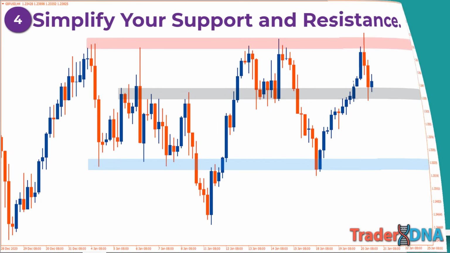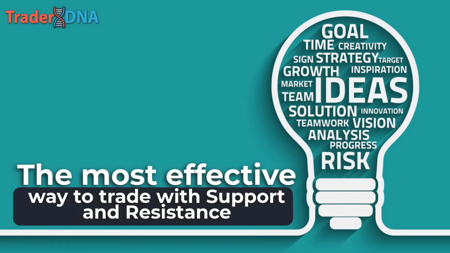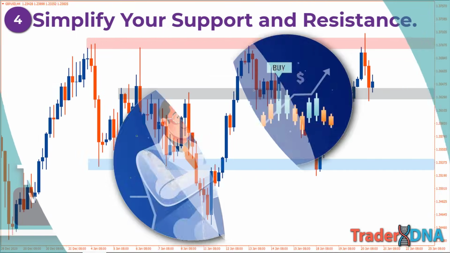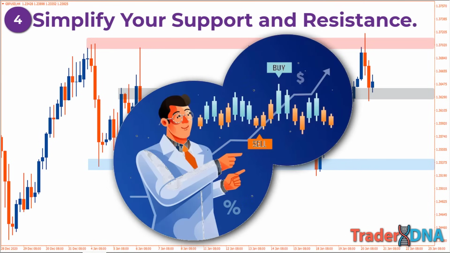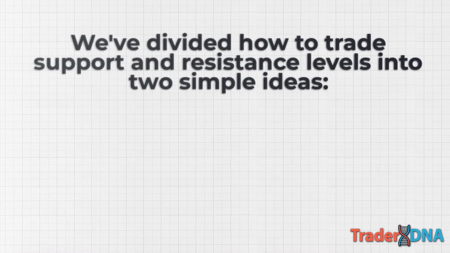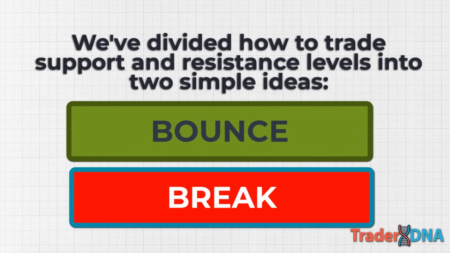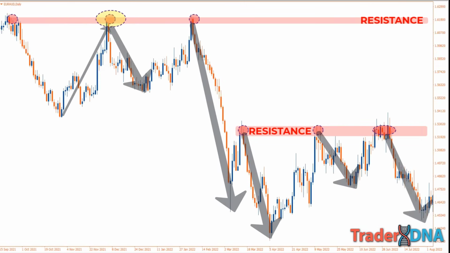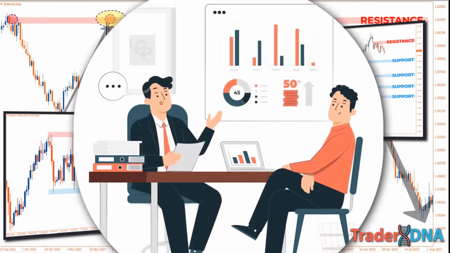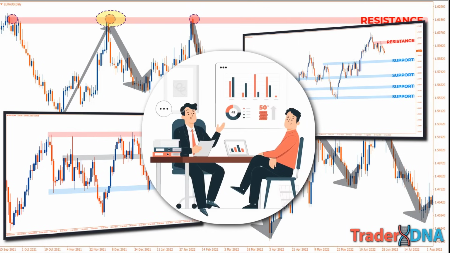And now, I will show you the most effective way to trade with support and resistance. In this discussion, we aim to make everything easy to understand, so that you can become a skilled and profitable support and resistance trader. In our Trading at Trader DNA, we've divided how to trade support and resistance levels into two simple ideas: bounce and break. So, let's get started. I will show you the most effective way to trade based on support and resistance levels. Once you have identified the main support and resistance areas that you and other experienced traders will be watching, the next step is to pay attention to signs that these levels will either hold or be successfully penetrated by a strong price trend. First, the bounce.